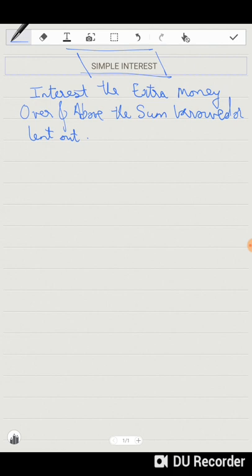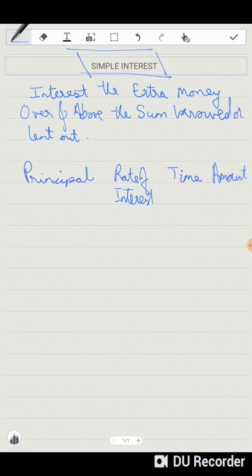So in this chapter we'll be dealing with certain terms: principal, rate of interest, time, amount, and of course simple interest, SI. So principal stands for P, rate of interest we'll denote by R, time we'll denote by T, and amount we'll denote by A.